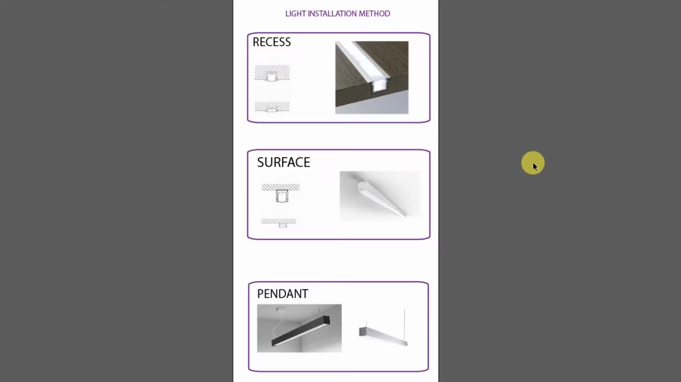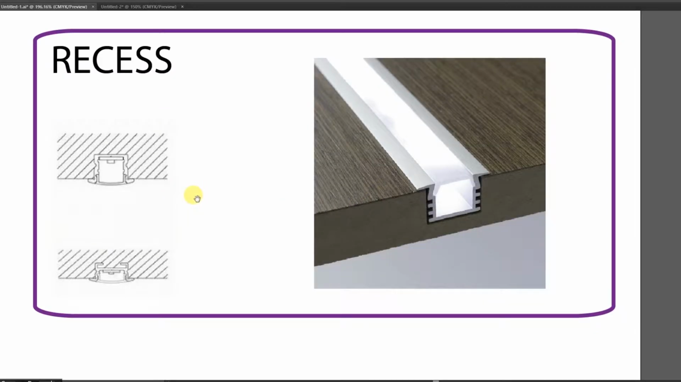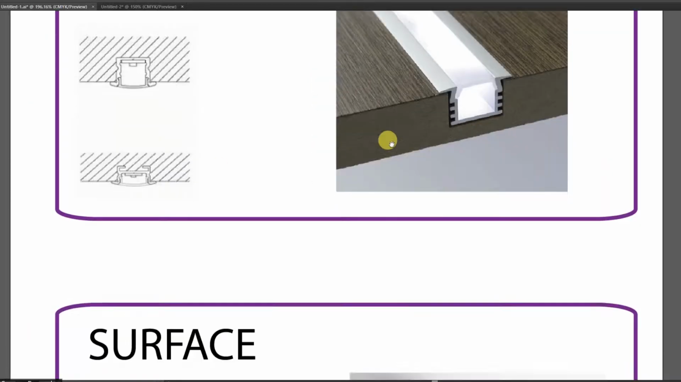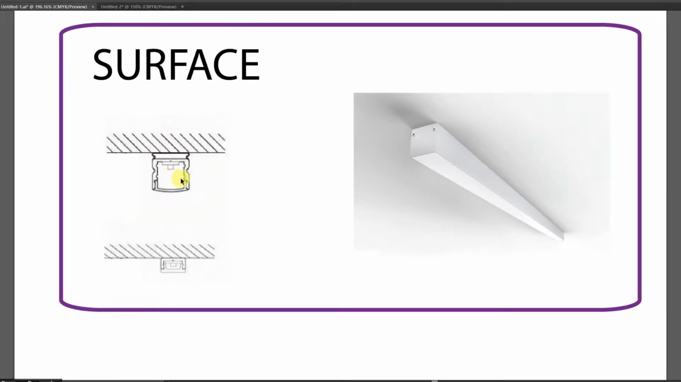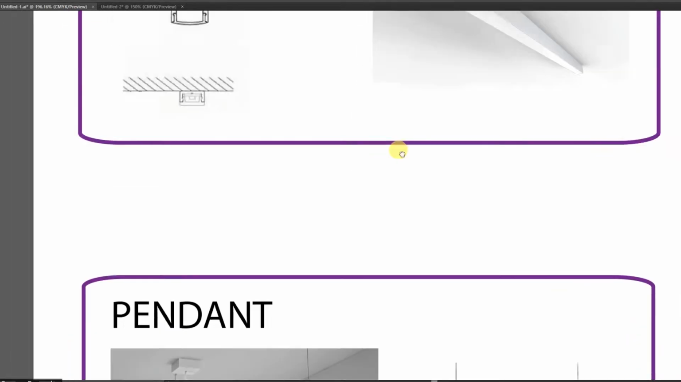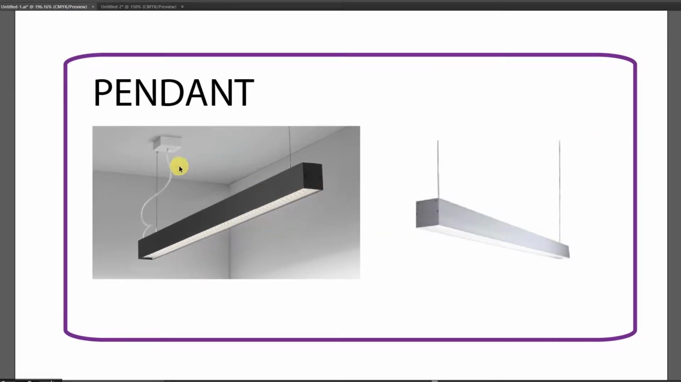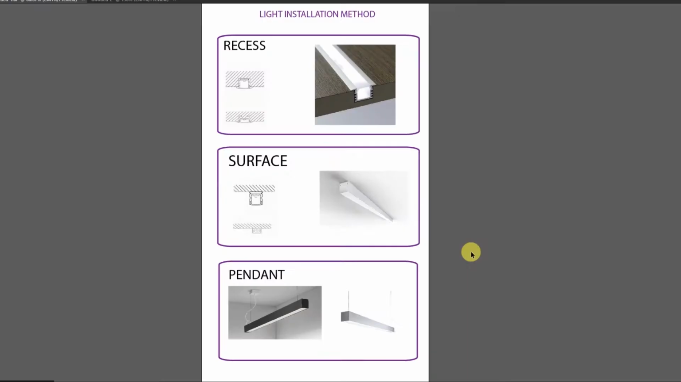The most common installation methods are recess mounting, surface mounting and pendant mounting. Recess mounting is like this. This is the surface and this is the light, and this is an example of recess mounting. And surface mounting is like this. This is the surface and this is your light, and this is an example of surface mounting. And the pendant mounting is just like this, where the light is hung from the surface by a suspension wire.